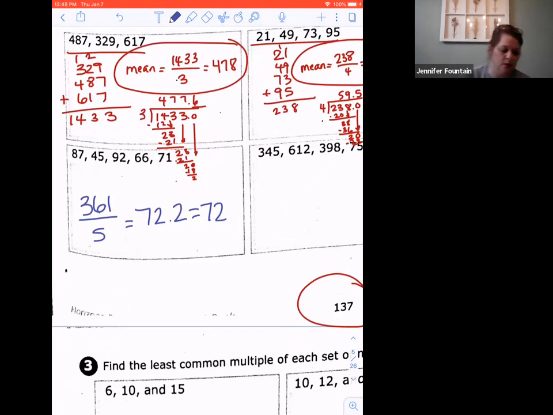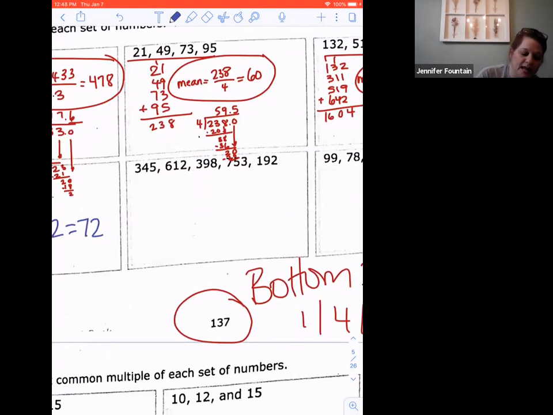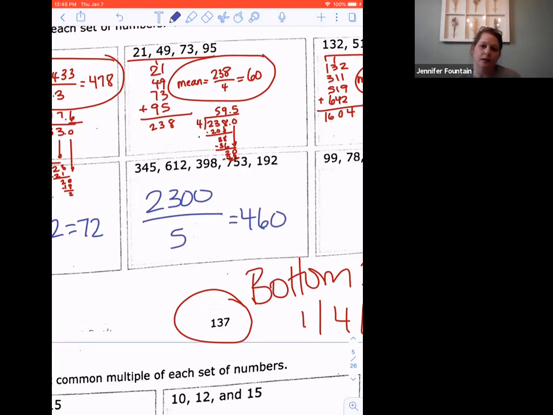The next one, our set of numbers: 345, 612, 39, 753, and 192. The sum is 2,300. We added together 5 numbers again, so when I divide by 5, I get 460. Any questions?